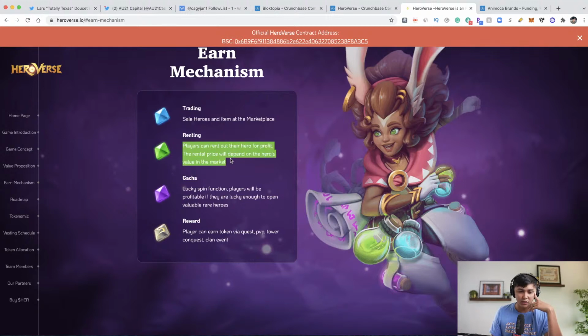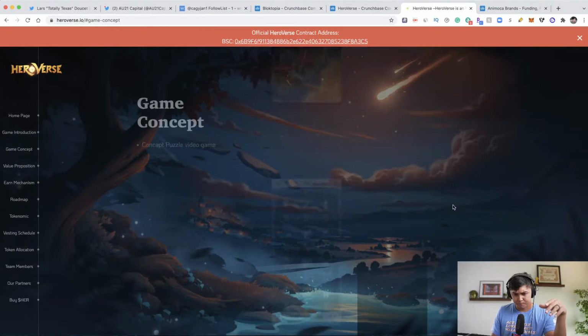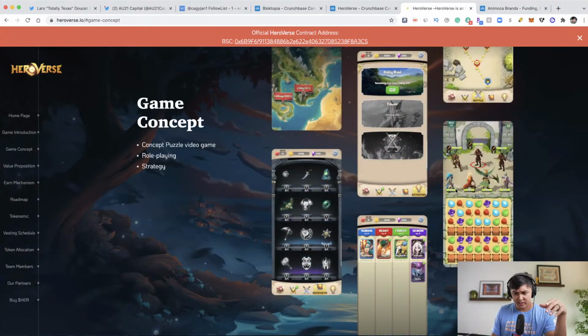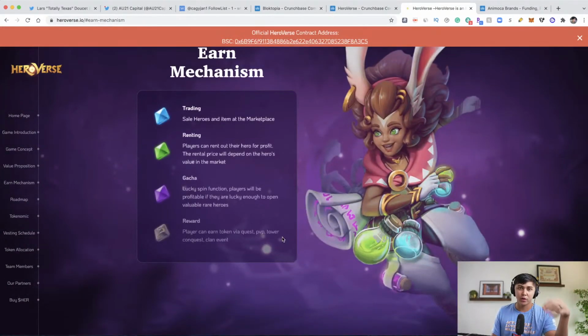Renting, so players can rent out their hero for profit. The rental price will depend on the hero's value in the market. This is something that Axie Infinity is doing. So in terms of scholarships and sponsorships, let's say a person can't afford heroes. It looks like there's maybe four heroes. Let's say they can only afford three and they need a fourth, and so you could rent it out to another person while they earn enough crypto to actually buy another hero so they can have a complete set. Similar to Axie Infinity, where people are doing scholarships, where the person that is getting lent the Axie is making 60% of the revenue, and 40% goes back to the person that owns the Axie or the asset. Okay, gotcha.